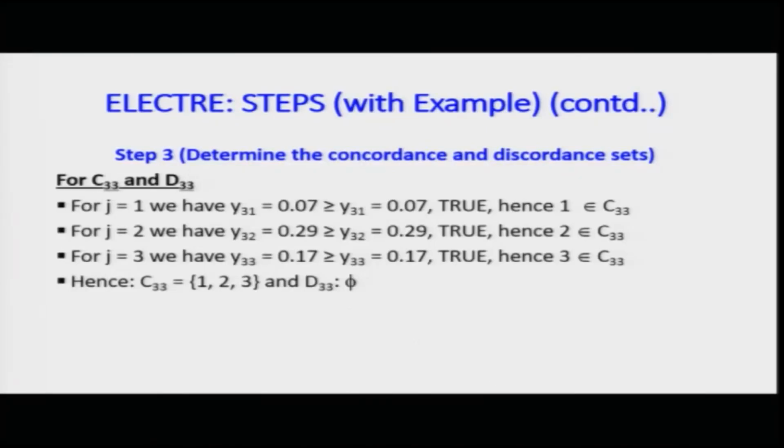So, once this is formulated, you are sure that you have C11, D11, then you go to C12, D12, then C13, D13, then you go to C21, C22, C23, correspondingly D21, D22, D23, and finally the values of C31, C32, C33 and D31, D32, D33, because there is a 3 by 3 matrix. Once you have that, the concordance sets and the discordant sets would be formulated.